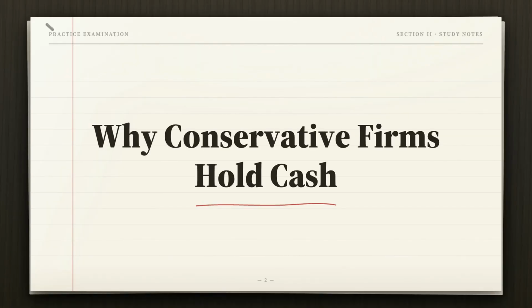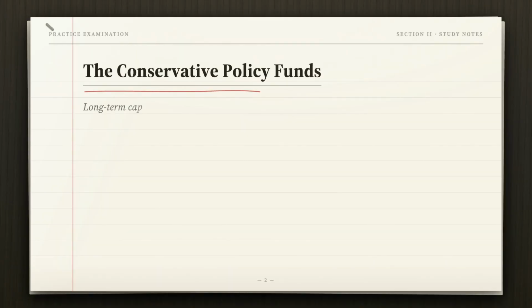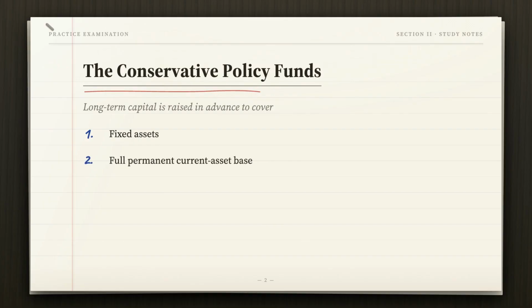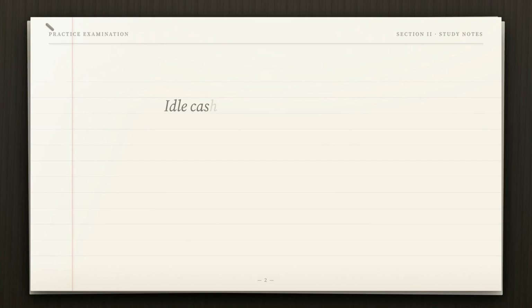Here's a puzzle. Why would a conservatively financed company hold marketable securities during its slow season instead of putting that money to work? The answer isn't speculation or some rule. It's simply a natural byproduct of raising more long-term capital than the off-season actually needs. Recall what the conservative policy actually funds with long-term capital: the fixed assets, the entire permanent current asset base, and even part of the seasonal temporary layer. During the slow season, that seasonal portion has nothing to fund, so the capital raised for it just sits idle.